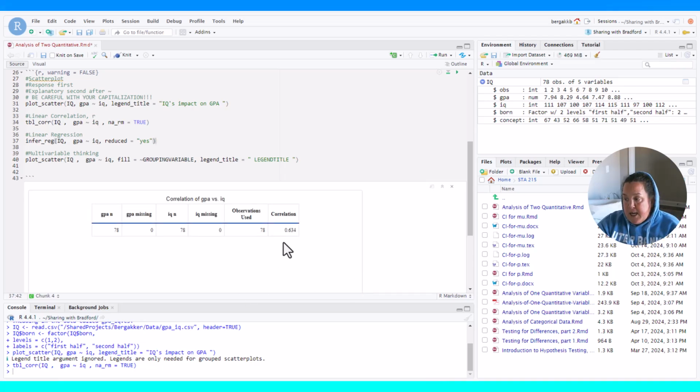Question 8 has the r squared, and so you'll actually have to take that 0.634 and square it because it's not given on the table. And that's easy enough to do for question 8.